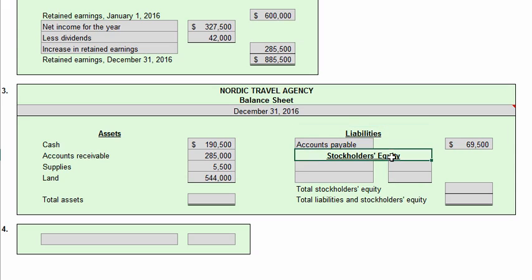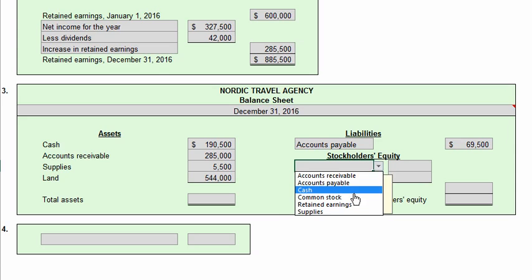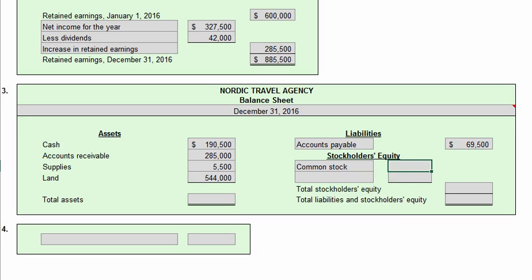Now we go to our third section, stockholders' equity. Here we'll list our stockholders' equity accounts. One we talked about earlier is common stock. We'll list it first. And that's just the par value of the shares that we have issued to our shareholders. In this case, that's $70,000.